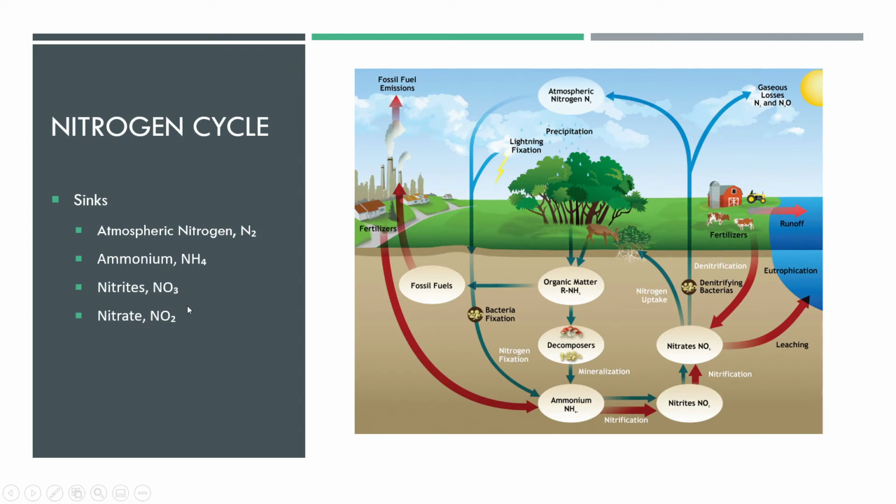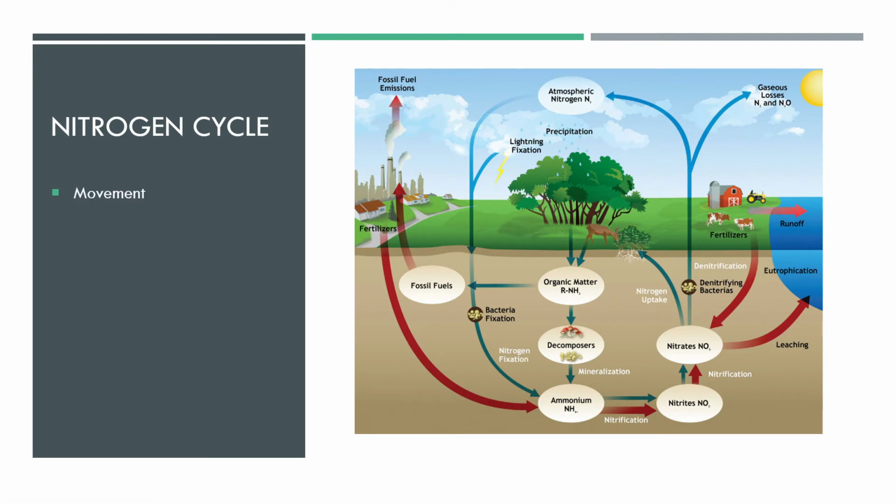My apologies. The next one we got is organic matter. OM, that's how it's going to be labeled from here on out. OM, organic matter. The other one is fossil fuels. So within our nitrogen cycle, we're also going to talk about movement. How do things move from sink to sink? Because we're going to have different collections of things across our areas.